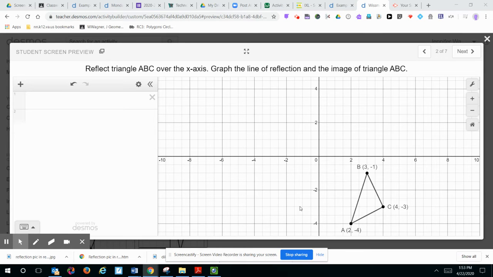Hi, Ms. Wagner here. In this video, we are going to learn how to reflect a figure over the x-axis.